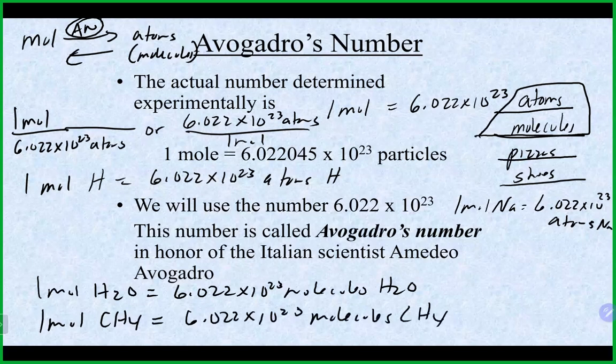So you can use Avogadro's number really with anybody from the periodic table, and that would most likely be atoms would be the units you would use. You could also, again, use Avogadro's number from obviously anything that is a molecule or a compound.